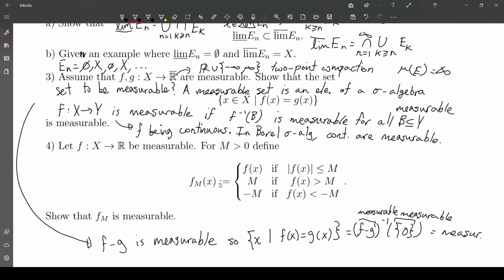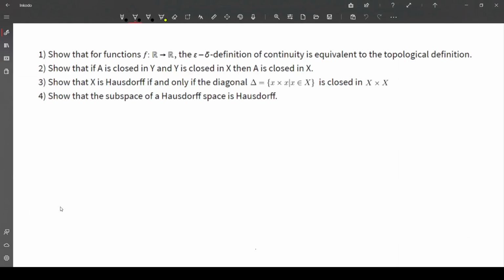So now for topology. Wait, did that not pause? Okay, that didn't pause. Okay, one sec.